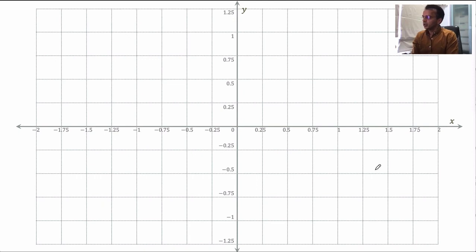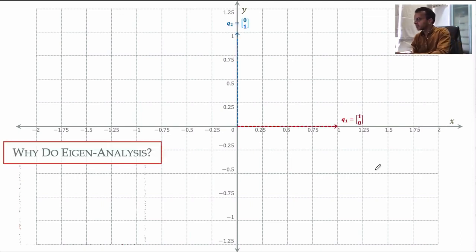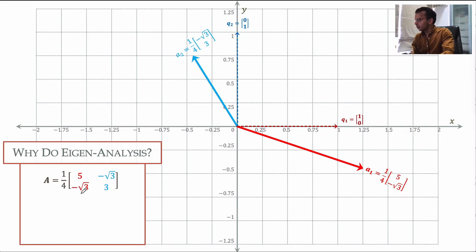One thing that is important for you to know is why we're doing this eigenanalysis. So in order to show you that, let's talk about what a matrix does to a vector or all vectors. So let's take a matrix that is given here, 5 by 4, minus root 3 by 4, minus root 3 by 4, 3 by 4. As we know by now, what that matrix does to the unit vectors q1 and q2, 1, 0 and 0, 1 will be the columns of A. The first column will be what q1 will become. 0, 1 when transformed will become the second column of the matrix A. So now we know what it does to these two vectors, but it looks quite complicated.